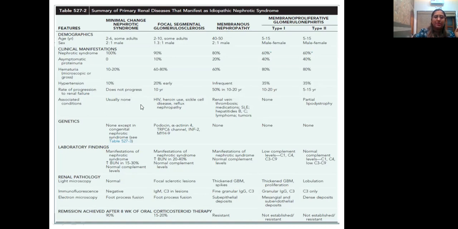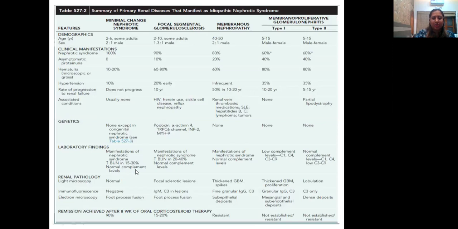Usually MCNS is isolated and not associated with other grave or systemic conditions, whereas the non-MCN types of nephrotic syndrome are usually associated with HIV, reflux nephropathy, or these are mainly the secondary types of nephrotic syndrome as well. Then genetics, usually none except in congenital nephrotic syndrome. However, NPHS is a type of gene that might be present. Then in case of focal, there is podocin, alpha-actinin. The other types do not have any genetic predisposition.